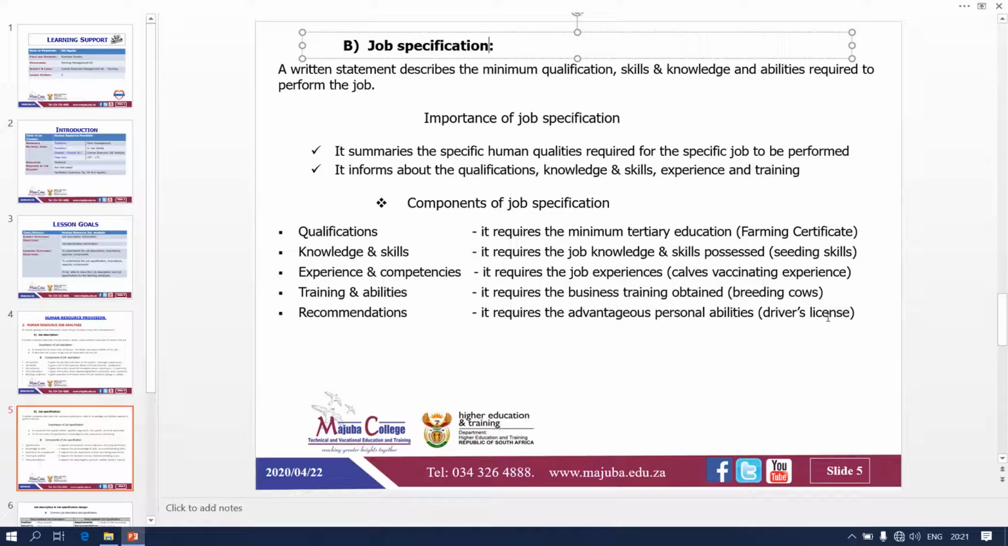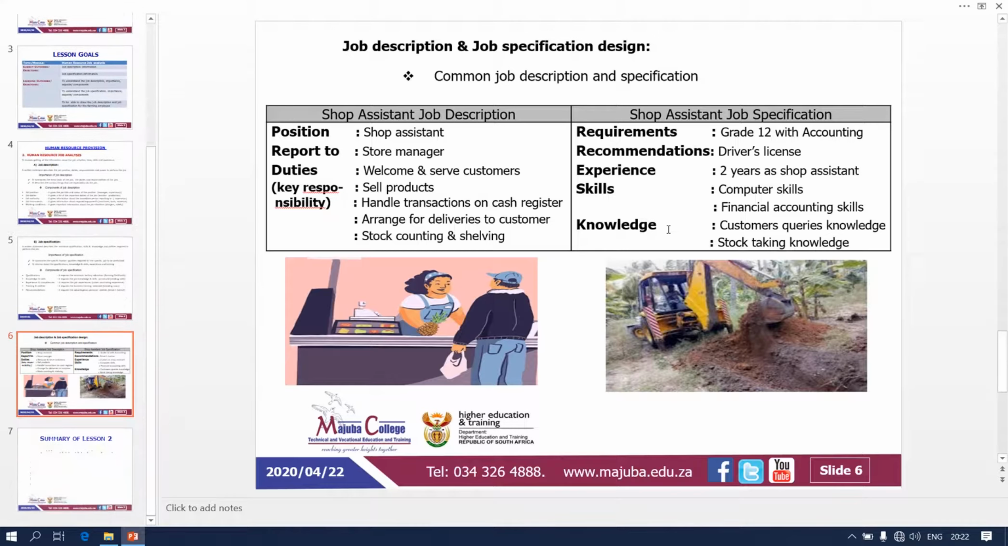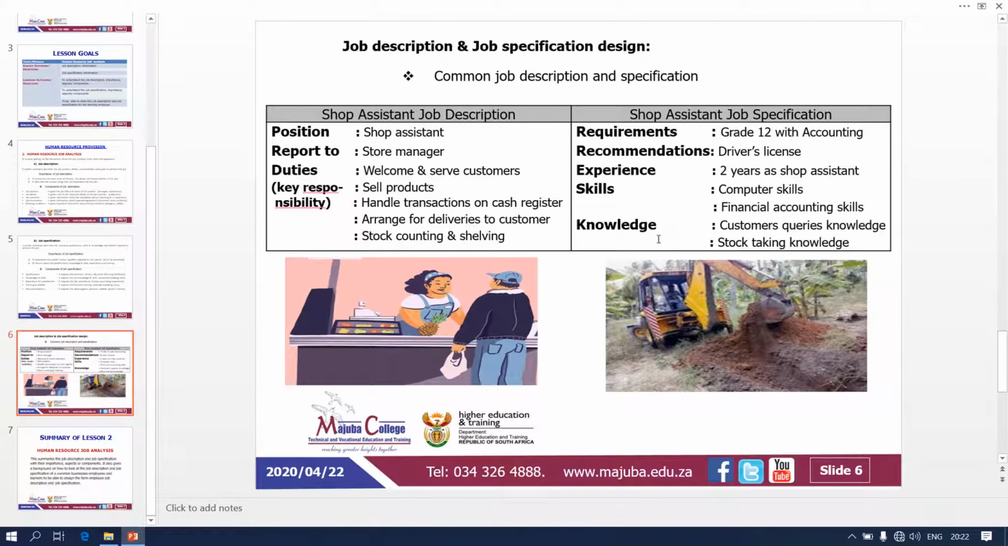Now, if we look at these two, the first one is job description. The second one is job specification, the one the business will design. The description is there for you to look at: this is what I'm going to be when I go there. But job specification is what you are in possession of in that current situation. So this is where it differs in terms of those two aspects.